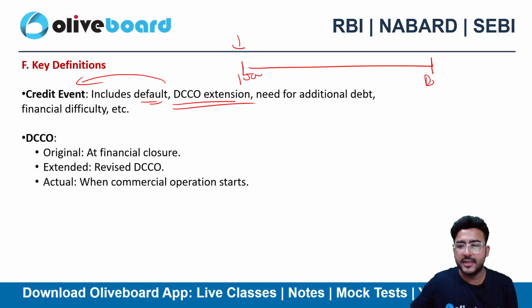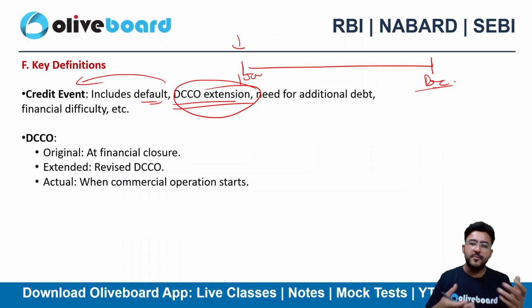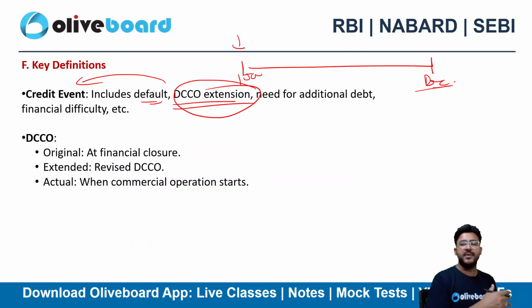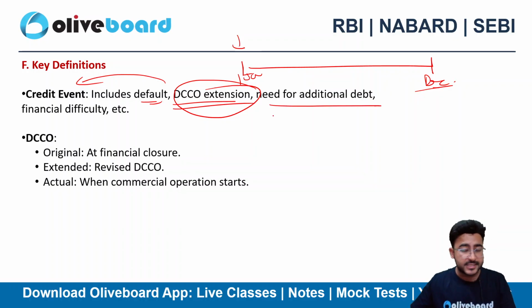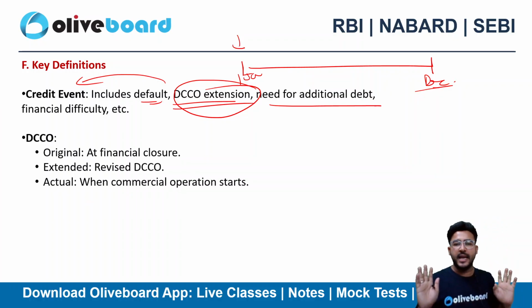unable to start it till December. So can I say that this is a DCCO extension, right? It will also be a credit event only. Why? Because if you are delaying your project, the cash flows that are emanating from the projects will definitely hamper the lenders as well, right? Lenders' cash flow as well. Need for additional debt, let's suppose I need some additional debt, that's also a credit event. Or any kind of financial difficulty if I am facing, all these things are nothing but credit events, right?